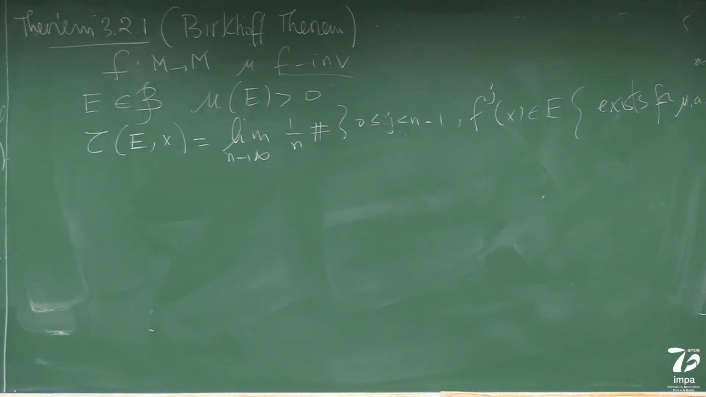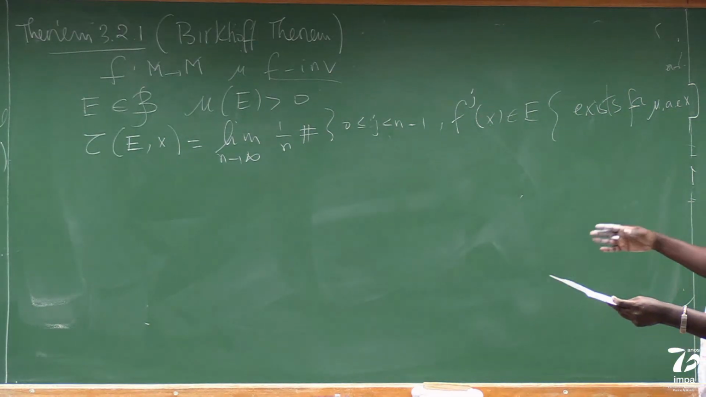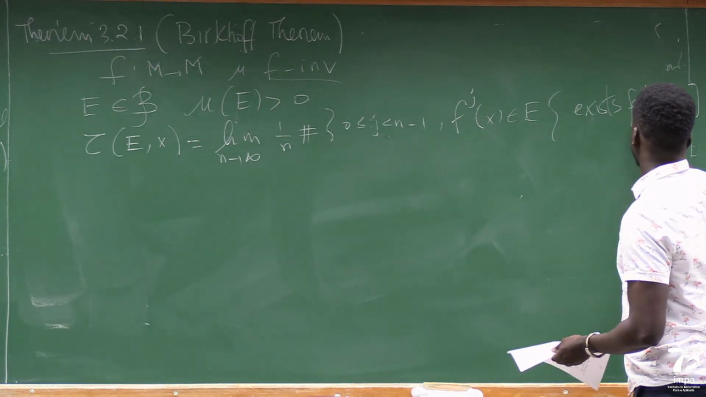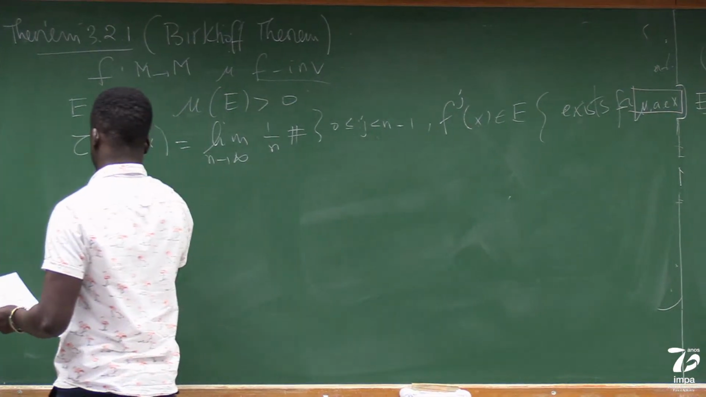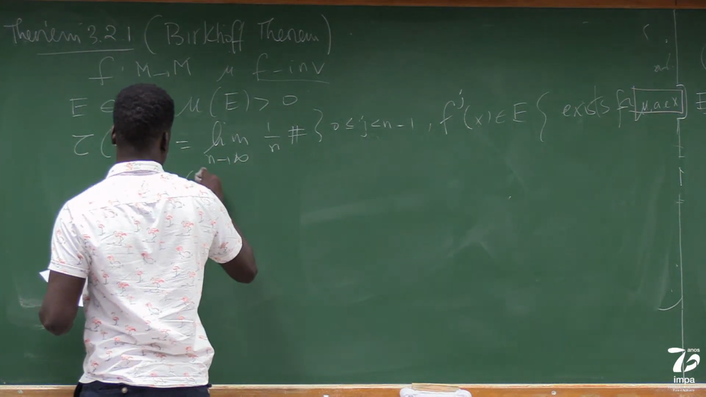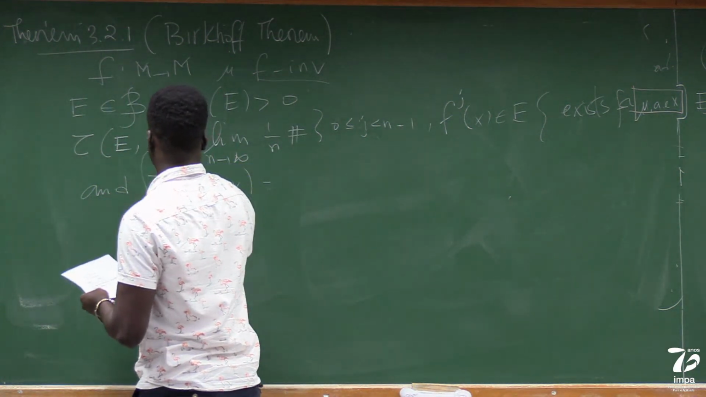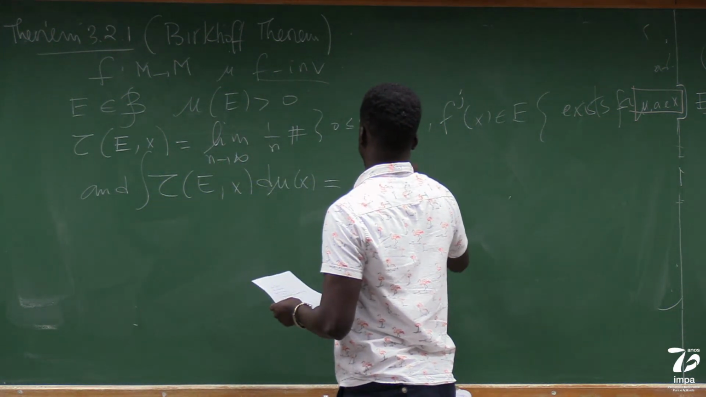Unlike this point, which is where this limit doesn't exist in this example, because this point is in a set of zero measure. So this is key here. Mu almost every x is important. And we know more: the integral d mu of x is the measure of E.